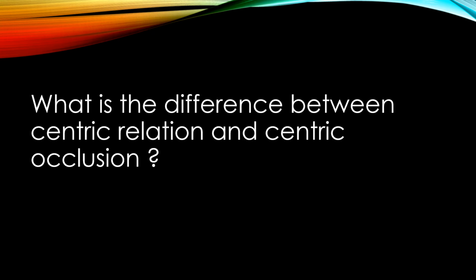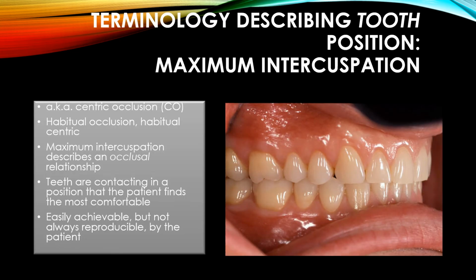So now the question arises, what is the difference between centric relation and centric occlusion? We've already discussed centric relation, which is the relation of the condyle, hence the condylar related position, and this position is the anterior and superior most position with respect to the glenoid fossa or the articular eminence. Now, as you can see in this picture, the teeth are in maximum intercuspation. They are maximally in contact with each other.